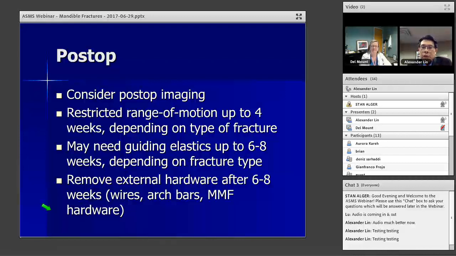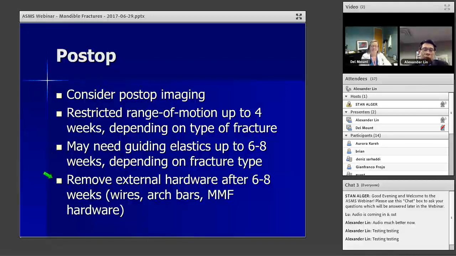And then you have to determine how long you're going to restrict range of motion if you are restricting range of motion. And I think in an average adult, 3 to 4 weeks is enough to gain enough stability. You don't want to go too much more than that because then you risk injuring, you restrict the TMJ. You may need guiding elastics up to 6 to 8 weeks depending on the fracture type. This again is a little bit more for subcondylar fractures or fractures where they're not truly reduced.